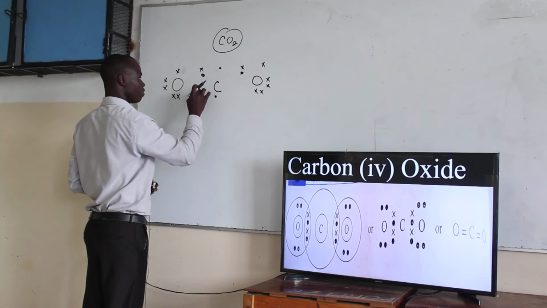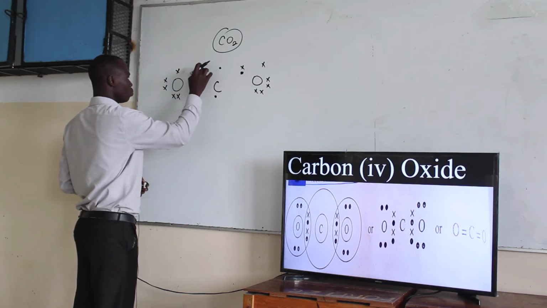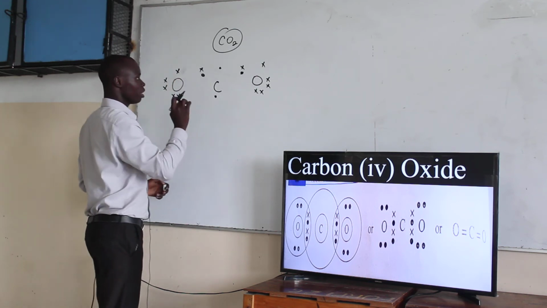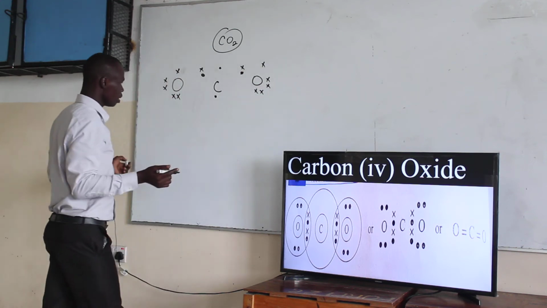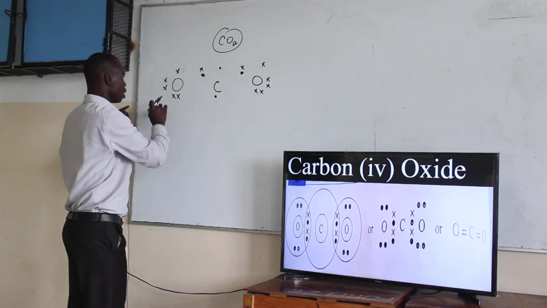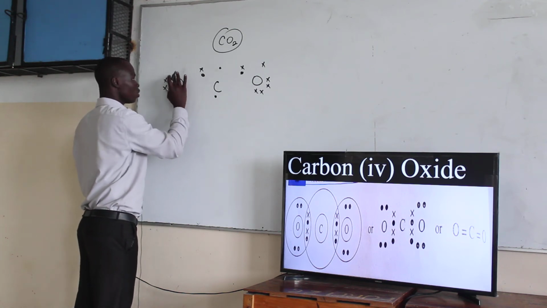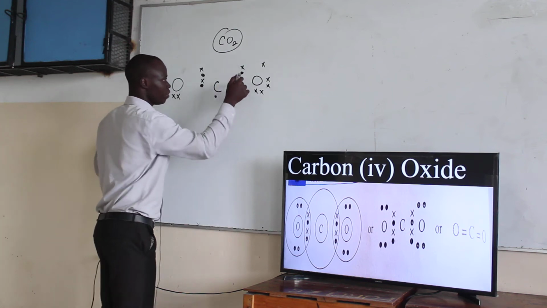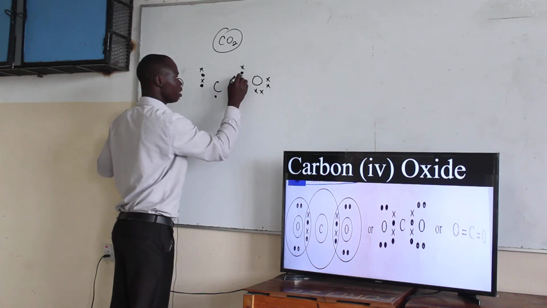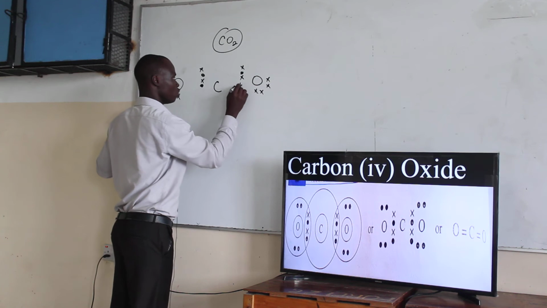1, 2, 3, 4, 5, 6. Around oxygen, 1, 2, 3, 4, 5, 6, 7. Around this oxygen, 1, 2, 3, 4, 5, 6, 7. Still, none of them is balanced. Let's say oxygen contributes this one, then carbon contributes this one. Then this oxygen contributes this one here, then this carbon contributes this one.